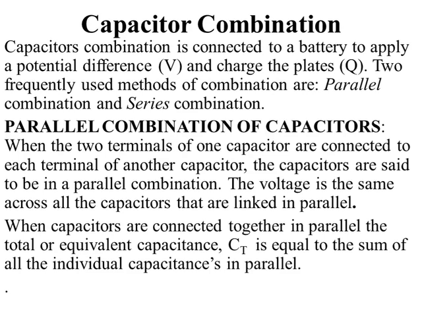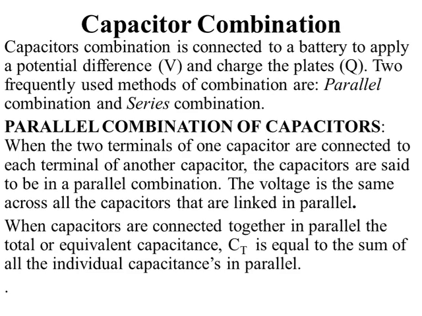So the capacitor combination is connected to a battery to apply a potential difference V, the voltage. The essence of that battery is to supply the circuit with a voltage, which is the same thing as a potential difference, and charge the plate. The potential difference, or the voltage, will charge the plate, and the resulting charge is what we symbolize as capital letter Q. Two frequently used methods of combination are parallel and series combination. First of all, I'll be talking about the parallel combination of capacitors.